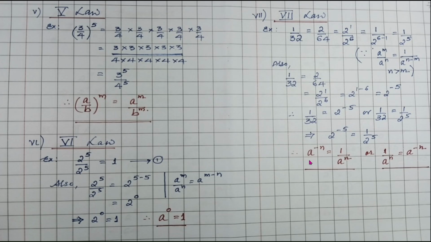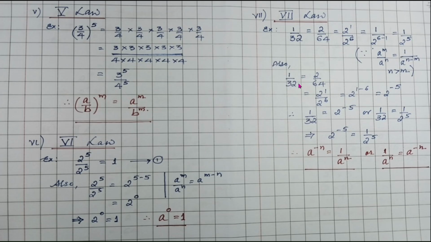The next law is a raised to minus n is equal to 1 by a raised to n, or 1 by a raised to n is equal to a raised to minus n. Let us take an example here. 1 by 32 can be written as 2 by 64, and 2 by 64 is 2 upon 2 raised to 6, and we can apply the law that a raised to m by a raised to n is equal to 1 by a raised to n minus m, because n is greater than m here, and therefore we get 1 divided by 2 raised to 6 minus 1, and that is 1 by 2 raised to 5. That means 1 by 32 is 1 by 2 raised to 5.